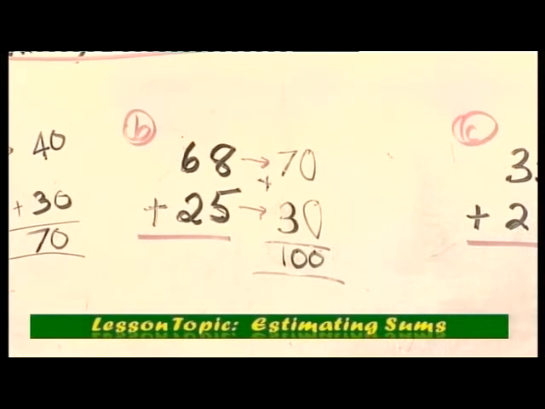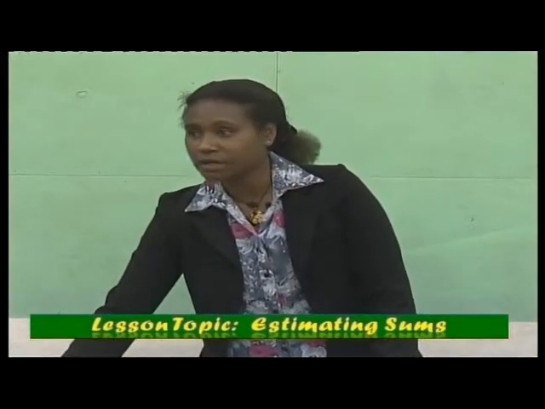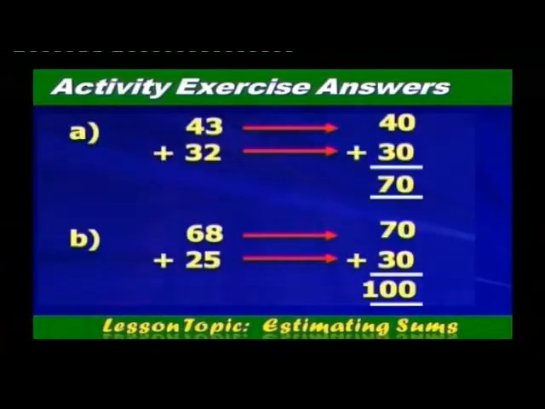Any more corrections to be done? Okay, let's go through the correction, comparing the ones that have been done by your friends with the ones that I have on the screen. So receiving students and sixes, let's now have a look at how the working out has been done here also. Okay, 43 to 40, 32 to 30, and the answer is 70.